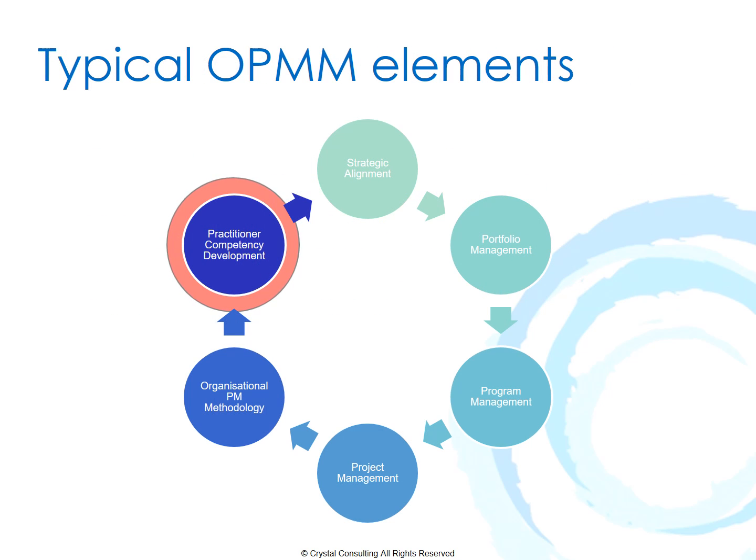Here are some of the typical elements of organisational project management maturity. Obviously, there's strategic alignment, there's an approach to portfolio management which is appropriate, an approach to program management, a defined and repeatable approach to project management, a defined organisational project management methodology or methodologies, and also a defined and transparent practitioner competency development framework. All different and equally important elements of measuring organisational project management maturity.